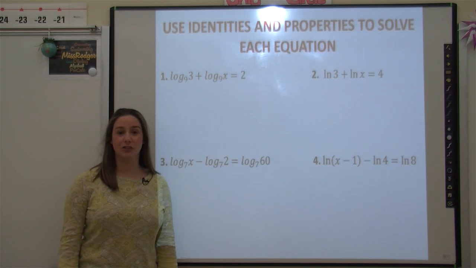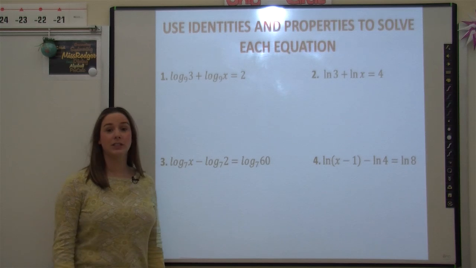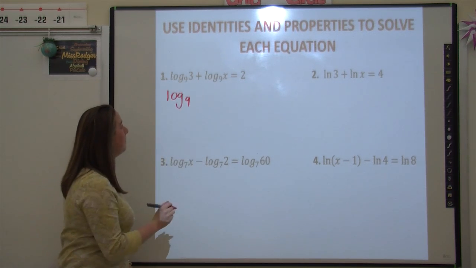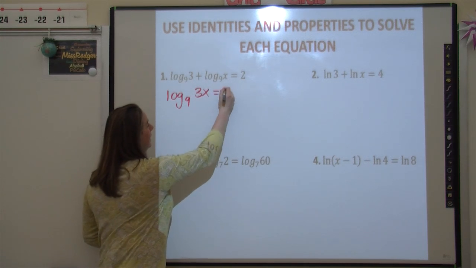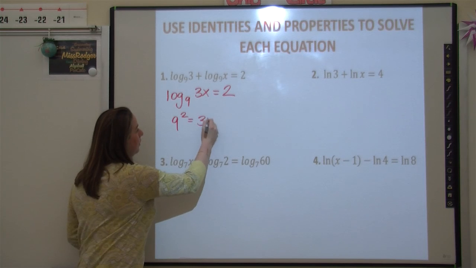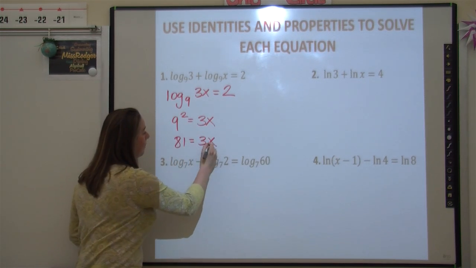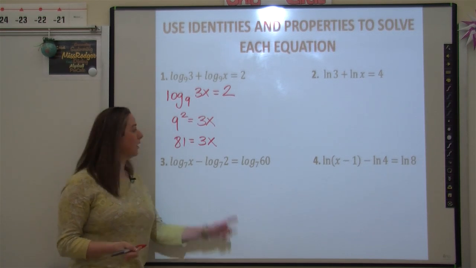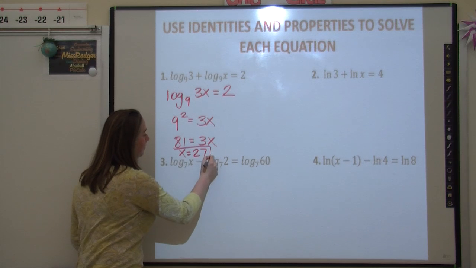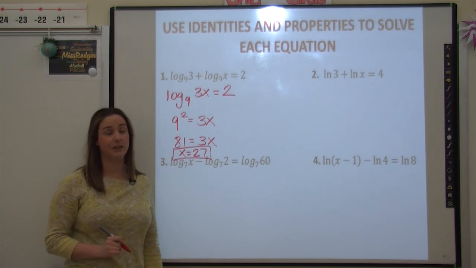Let's take a look at some additional problems where we need to first condense. So for the first one, we can use the product property. Since we have base 9, we can say log base 9 of 3x equals 2. So 9 to the second equals 3x. 9 to the second is 81. So again, I'm solving for x here, so I divide both sides by 3, and I get x equals 27. Throughout these problems, I do want to make sure I'm not taking the log of a negative number.